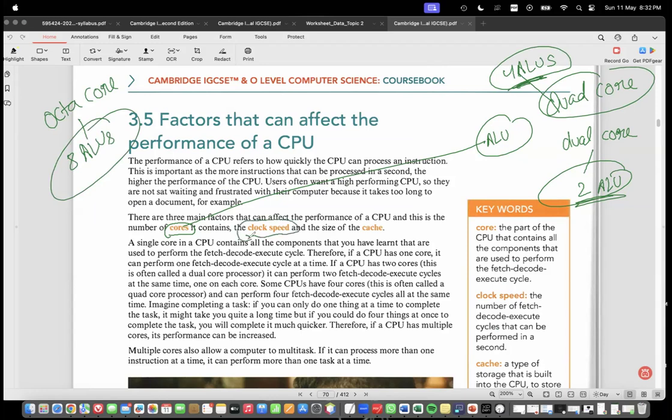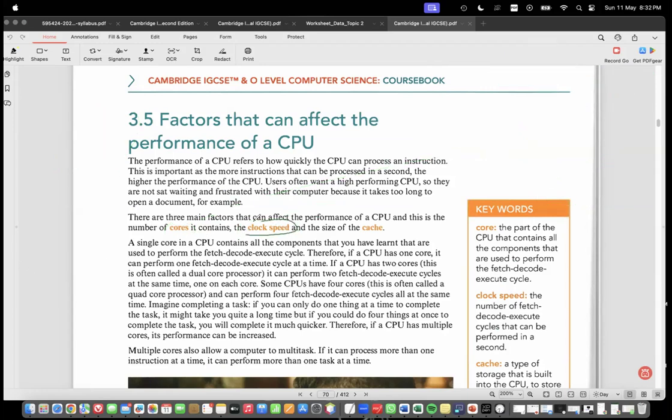What is clock speed? Clock speed is always measured in hertz. Most of the time, if you check your computer or your laptop, it is in gigahertz. You can see the size of the cache also affects the performance of your CPU. Multiple cores means multiple tasks. If it can process more than one instruction at a time, obviously it will increase the performance of our CPU.